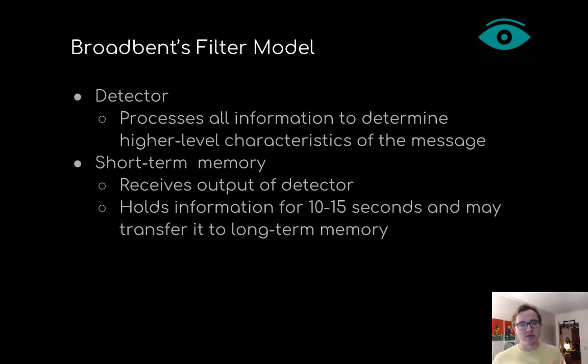The detector is the part of this model that actually processes the information. So the baseline physical contextual information, pitch, tone, amplitude, volume, all these sorts of things are being processed by the filter. The detector is what actually establishes the actual content of whatever stimuli is being presented. And then that can be moved to short-term memory and then either moved further on to long-term memory or used immediately in working memory. And we'll talk more about those memory mechanisms later on in the semester.